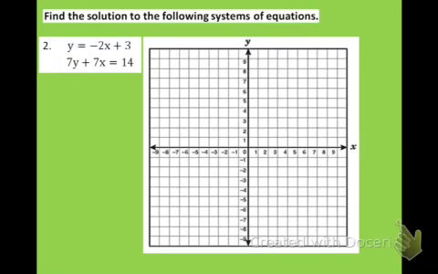Okay, so looking at this one here, we want to solve the second equation there. We need to solve it for y equals. So I'm going to subtract 7x and then divide both sides by 7.